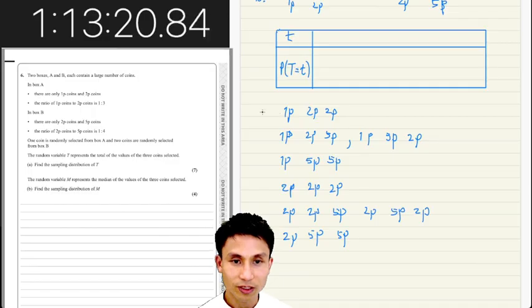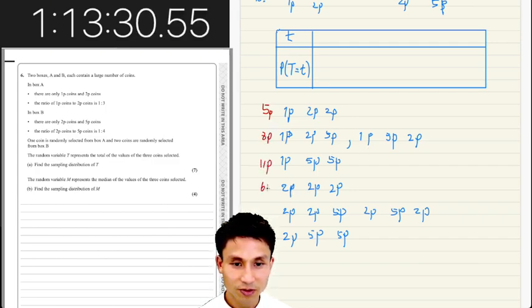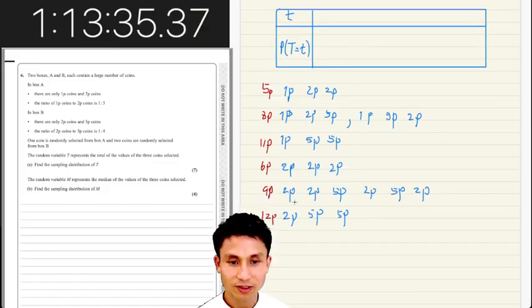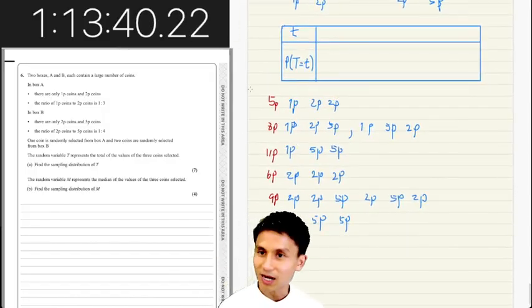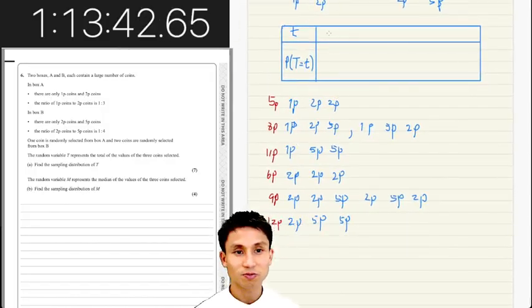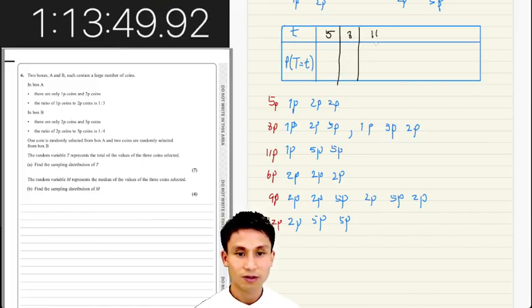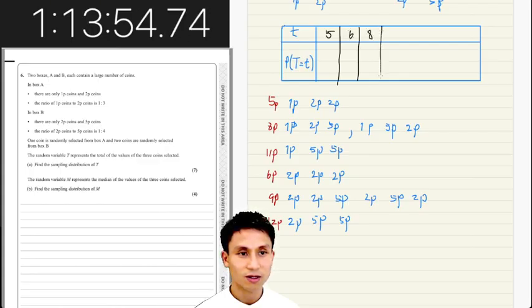So we're going to add up the cases. This will be 5 pence. This will be 8 pence. This will be 11 pence. This will be 6 pence. This will be 9 pence. This will be 12 pence. So those are all the possible total money that you can get out of this distribution, and we're going to just plug them in. So 5 being the value of t, then 6 first, sorry, 6, 8, 11.